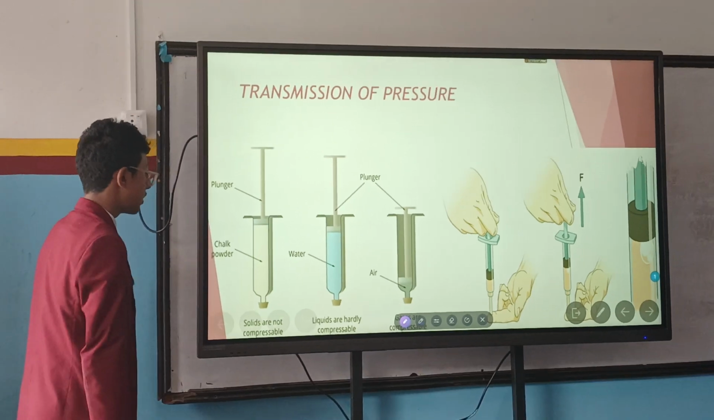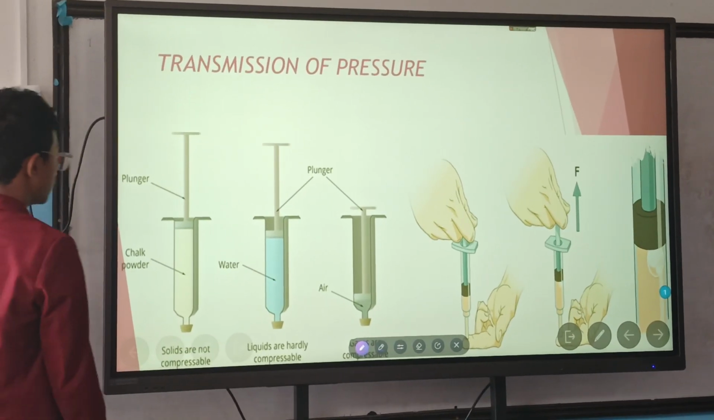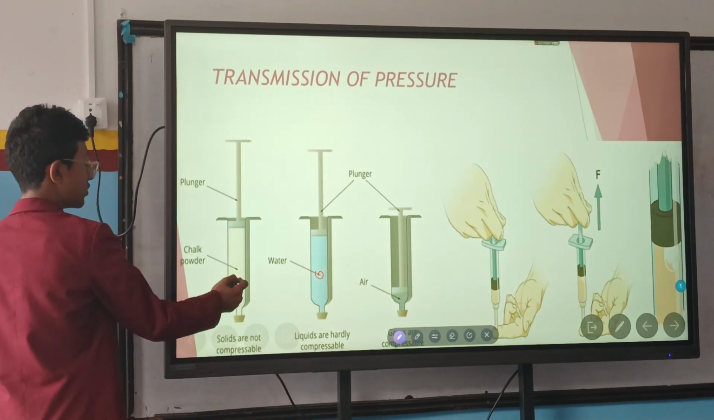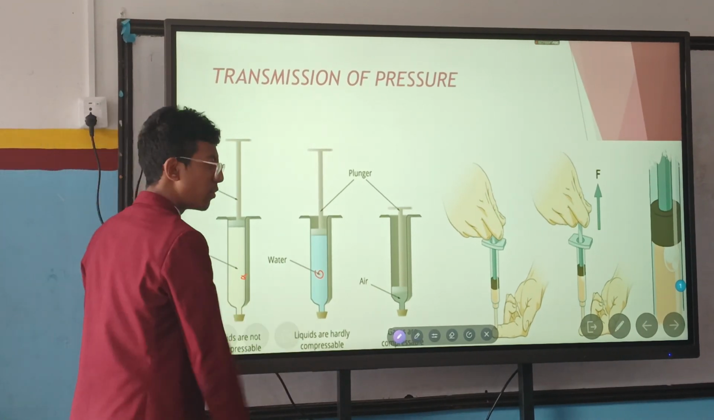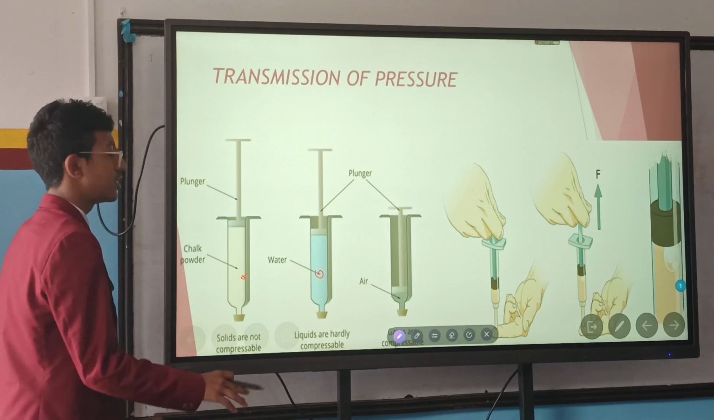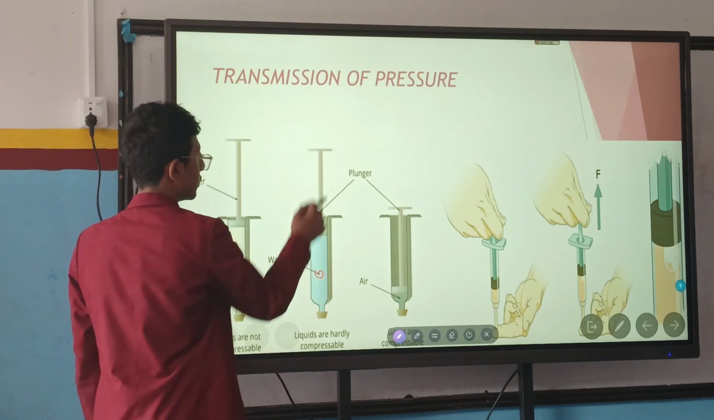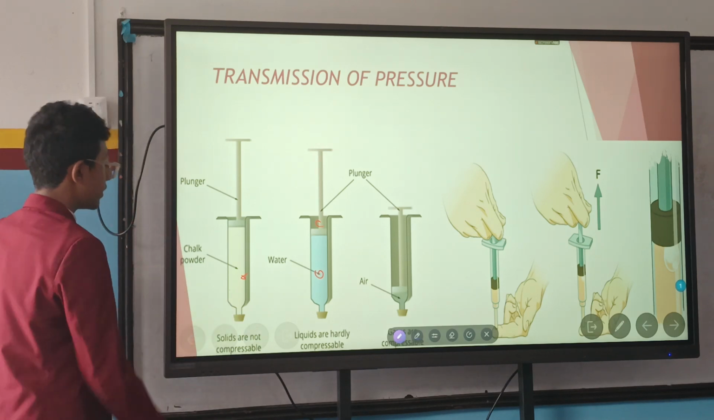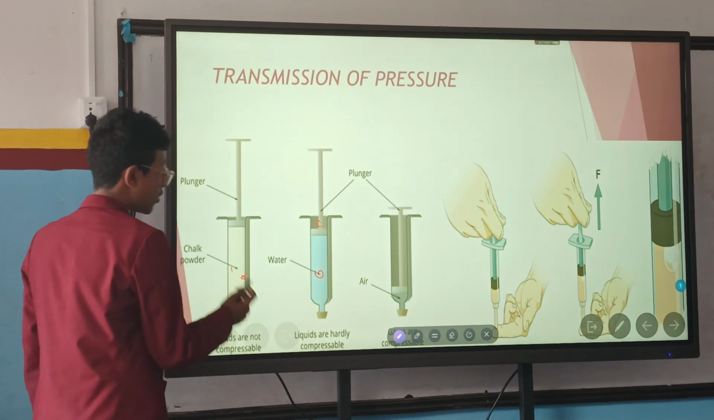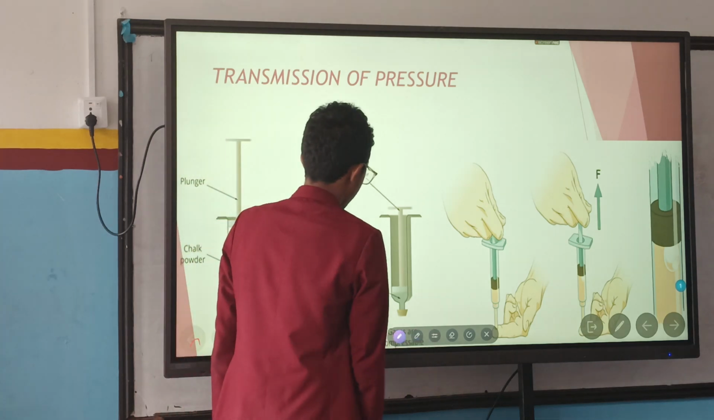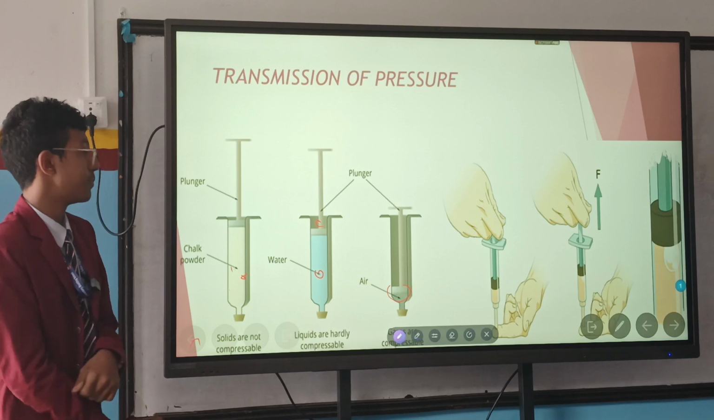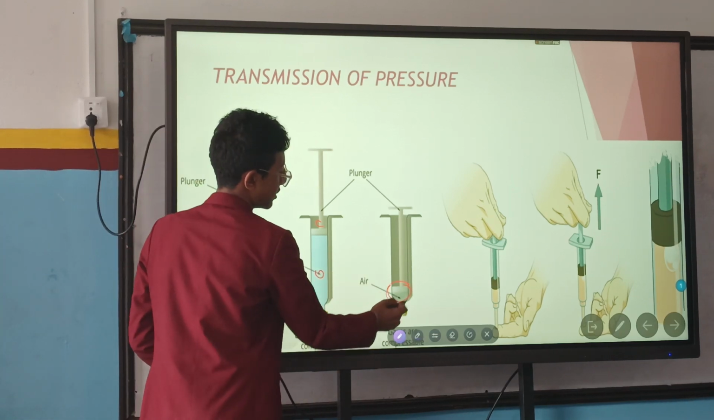So here is the example of a syringe. You can see there, this is filled with water and this is filled with chalk powder. Water molecules have less space between them, so they cannot be compressed using these pistons. But chalk powder is compressible, and this is air. Air molecules have more space between them, so they can be compressed, like you can see in this figure.